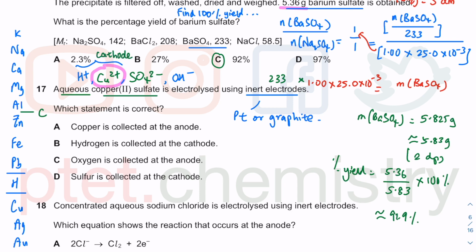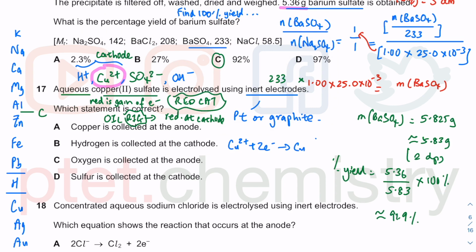Cations go to cathode. We know that cations go to cathode. Red cat there refers to reduction happens at cathode. And we also know about the OIL RIG acronym. So in terms of the OIL RIG, we know that RIG, that is reduction, is gain of electrons. So your cations are going to go to the cathode, and then your cations are going to gain electrons at the cathode as reduction happens at the cathode. So in terms of the collection of copper, we're going to have Cu2+ plus 2 electrons going to copper. This will be reduction at cathode there.